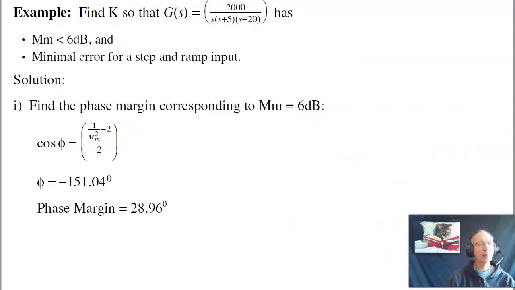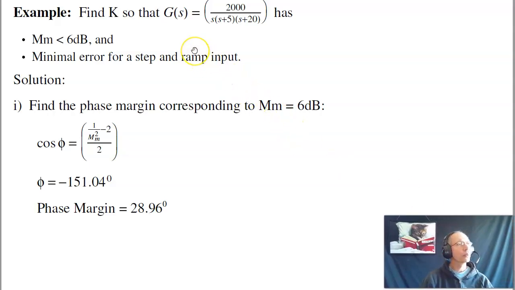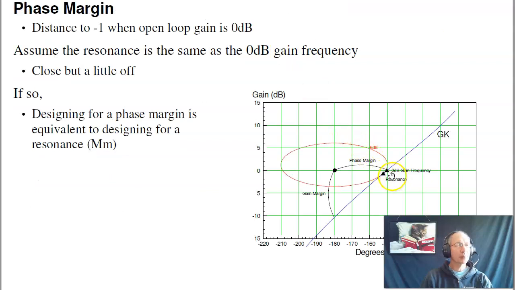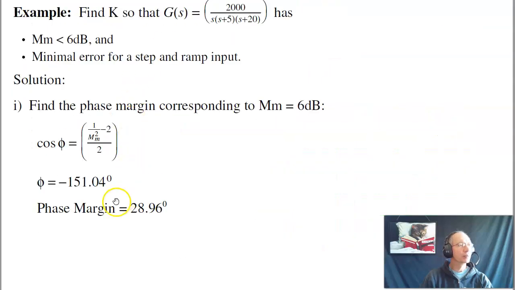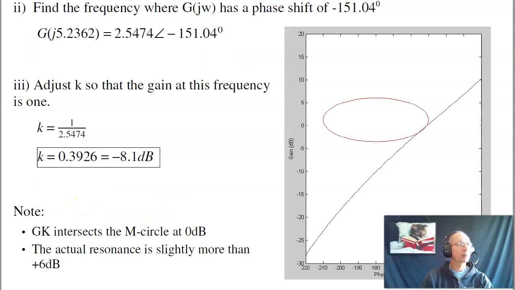So if I want to design for a phase margin, what I would do is, given G of S, and if I want to have a resonance of 6 dB, I translate 6 dB resonance to phase. Throwing it in this equation, I wind up with minus 151.04 degrees. So that's this point on the Nichols chart. The M circle intersects the 0 dB curve at minus 151.04 degrees. Or I want a 28.96 degree phase margin.